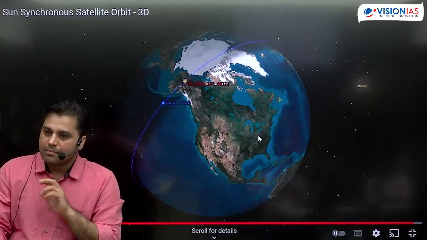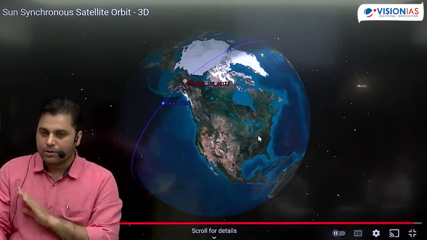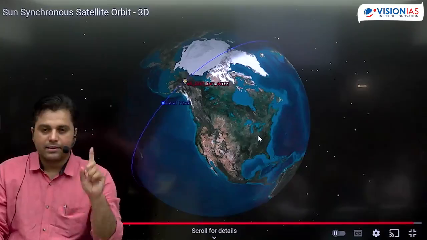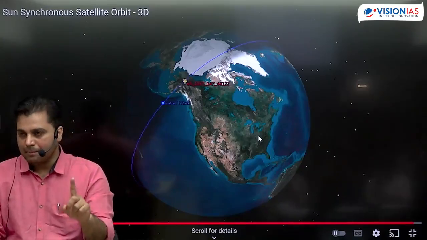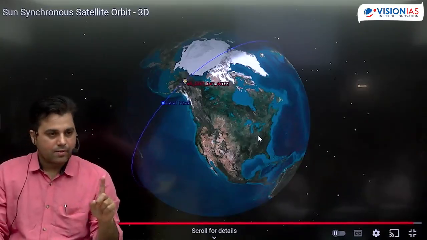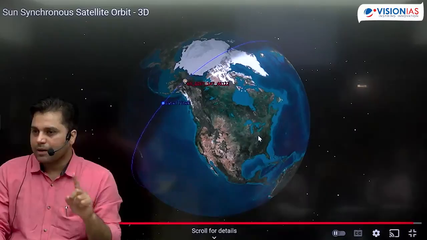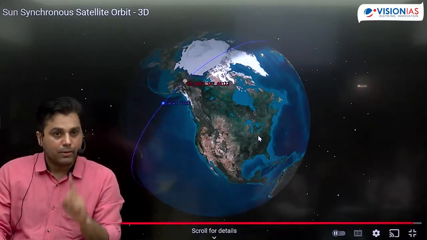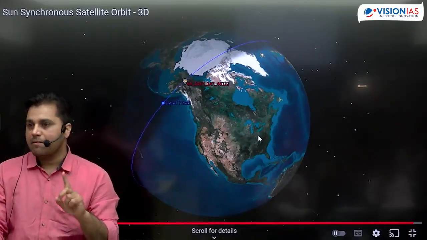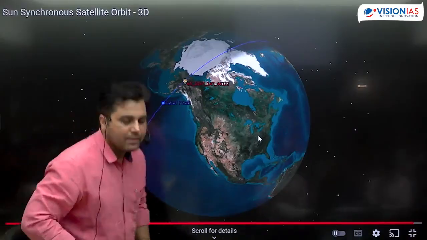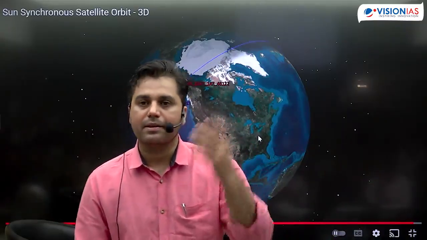Itna, if you can remember these 2 lines about the why part also, it's more than enough. Just remember that there is a change of approximately 1 degree every day for the sun synchronous orbit, and that change is because of Earth's mass asymmetry. That's the beauty of it. We are not using any fuel to cause that change. We are simply utilizing the fact that Earth is an asymmetric shaped planet. It's not a perfect sphere.